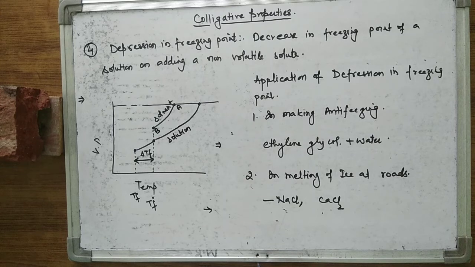This is our fourth colligative property, depression in freezing point. My dear students, revise it at home, make notes and give feedback. If you are not understanding anything, you can call me.